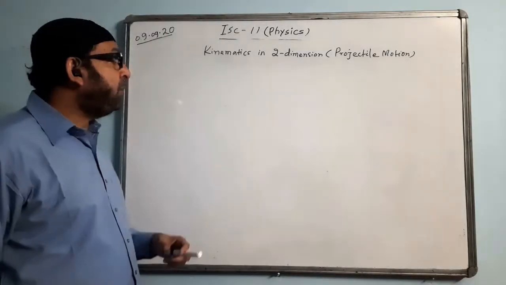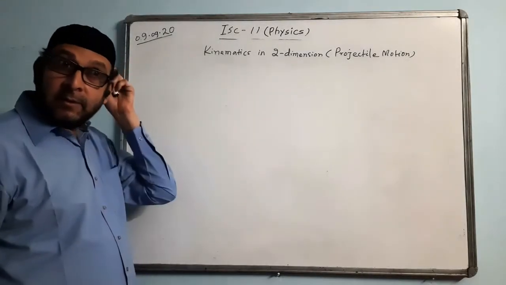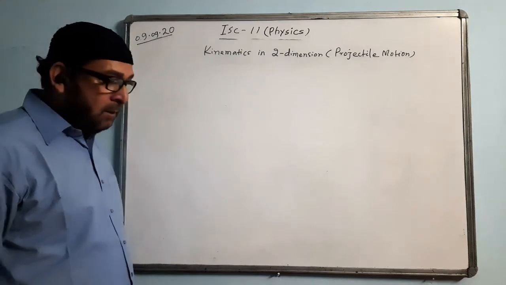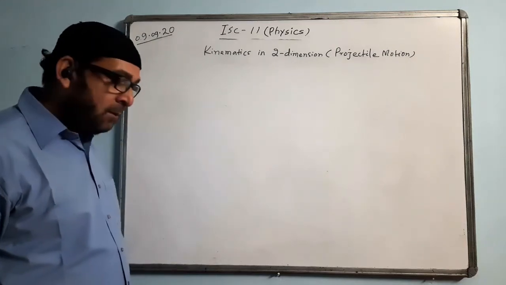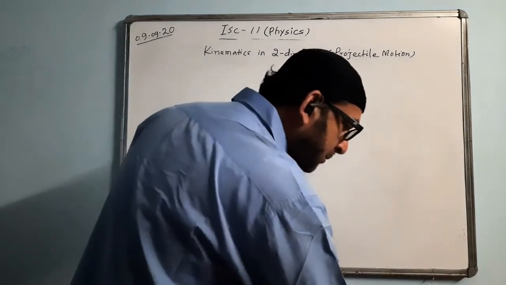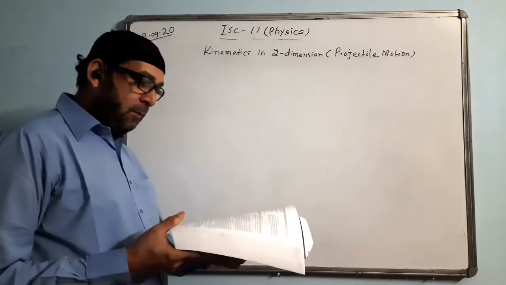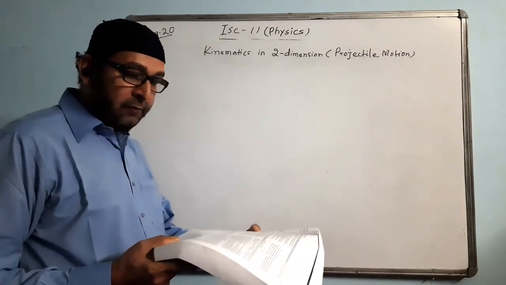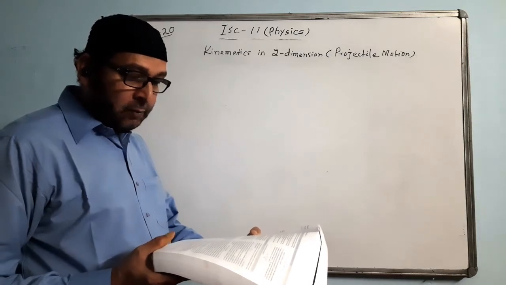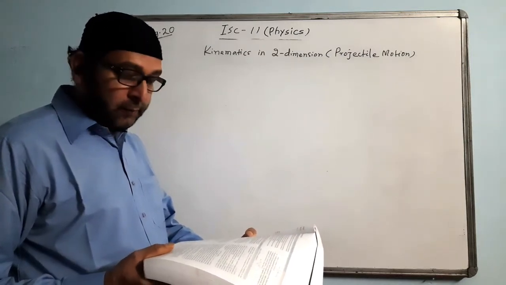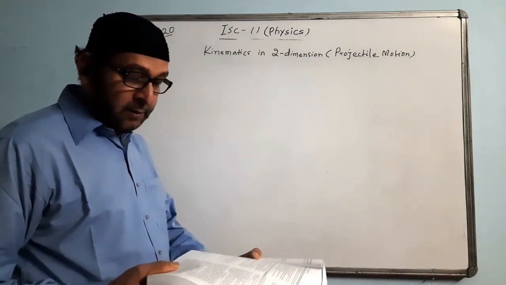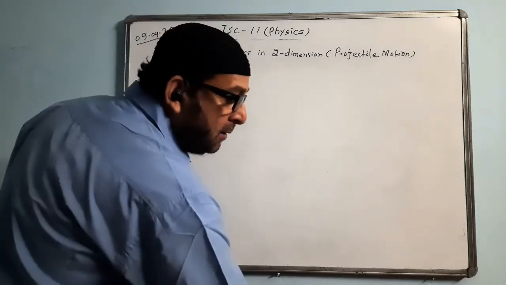Okay, before we start the new chapter, last time's problem number 13 from the book, in which the question was: a ball is released from rest and falls freely. It is found to fall through 44.1 meters in the 5th second of its journey. Calculate the value of g.